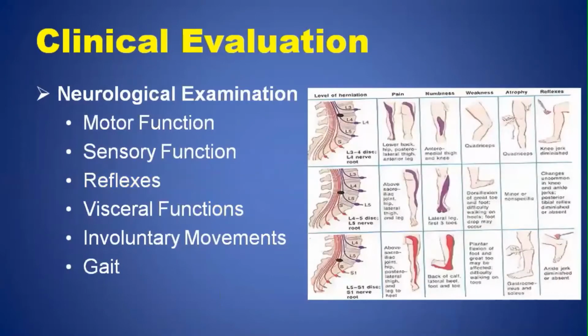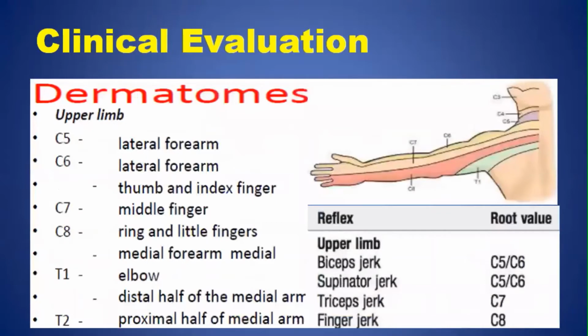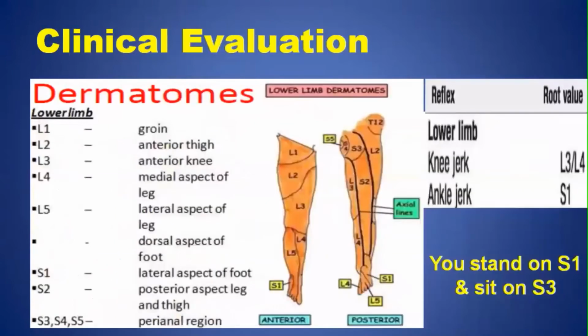That consists of motor function, sensory function, reflex evaluation, visceral function, involuntary movements, and gait. The basic understanding of the particular myotome, that means the specific group of muscles supplied by specific spinal cord segments in the upper limb and lower limb that are most commonly involved, is very, very important. That will help you to identify and localize exactly the level of lesion. Also, the specific dermatomal pattern of pain and sensory involvement helps you identify the exact level of spinal cord segment affected in the upper limb and lower limb.